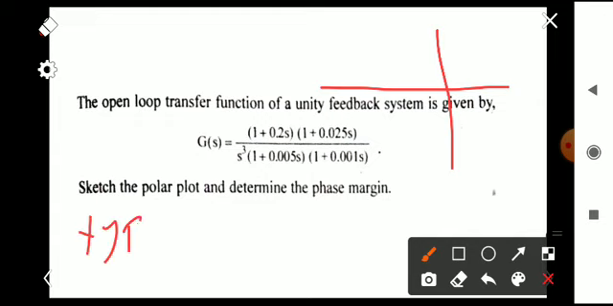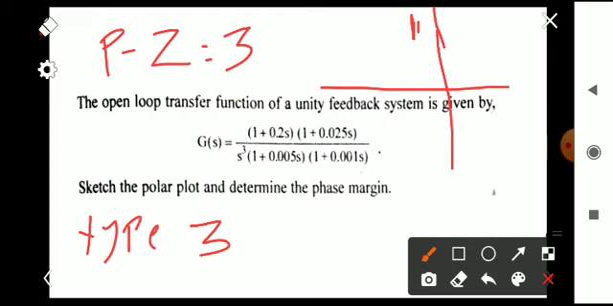For a type 3 system, we know that the polar plot will start from this side. And instead of the order, we have to take the p minus z value for finding the end of the polar plot. That is, for functions having zeros, we have to use p minus z. So here p minus z is 5 minus 2, which is 3. So it is a type 3, p minus z 3 system.